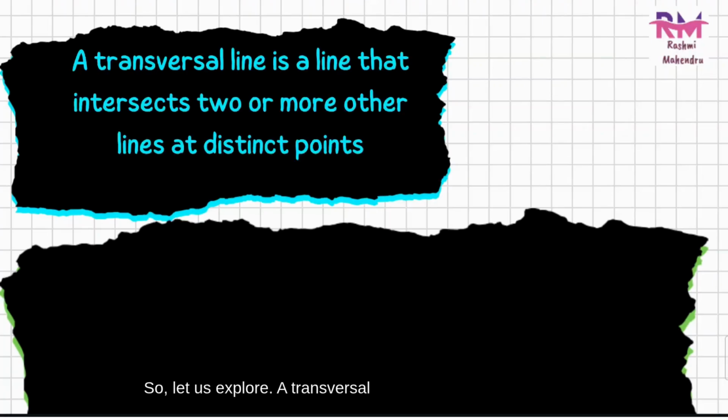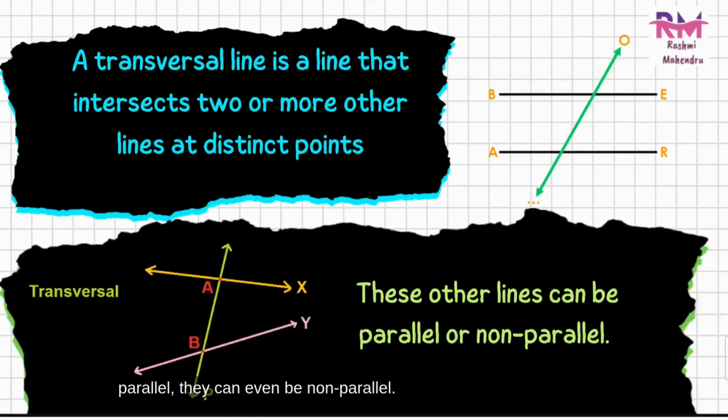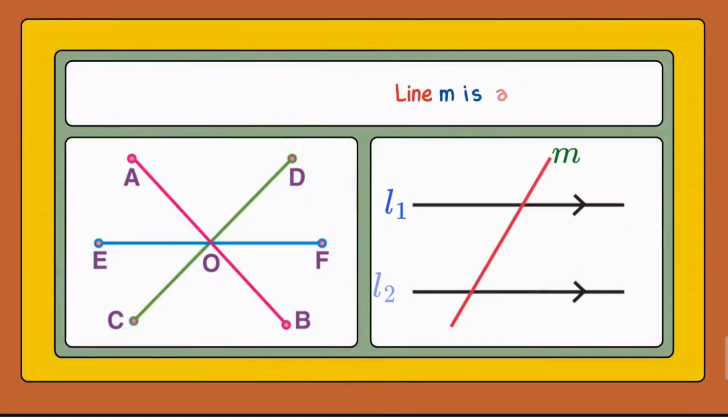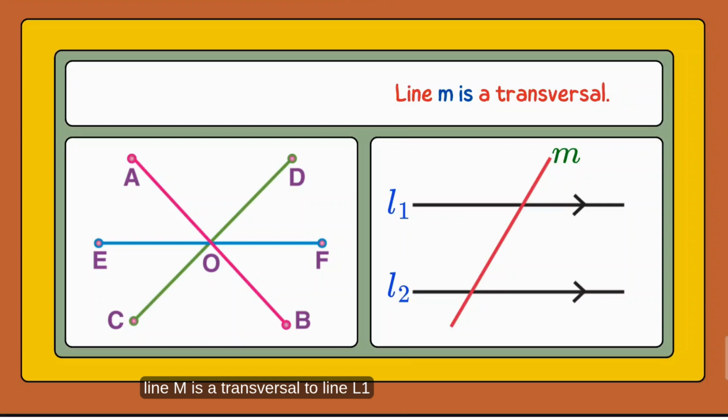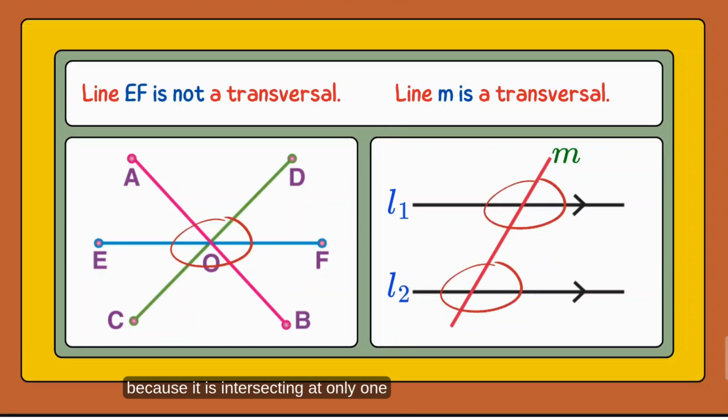So let us explore. A transversal line is a line that intersects two or more other lines at distinct points. And these lines can either be parallel, they can even be non-parallel. But the important point is that there has to be distinct points of interaction or intersection. So line M is a transversal to line L1 and line L2. Why? Because it is having two separate points of intersection. While EF is not a transversal because it is intersecting at only one point of intersection.